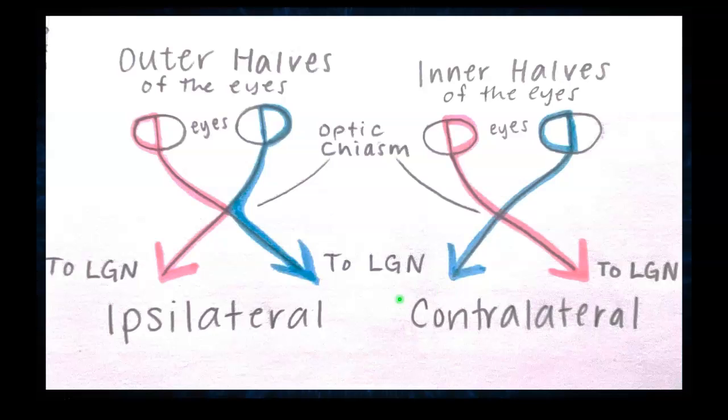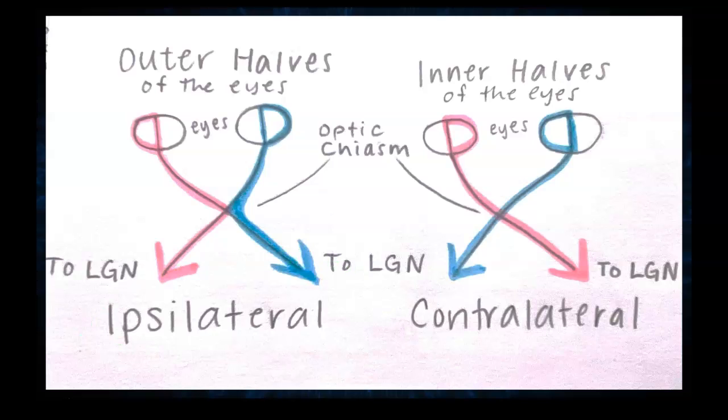The axons of the outer halves of our retinas do not cross over. Instead, they stay on the same side of the optic chiasm as the hemisphere that they are on. The axons from the left half of the left eye lead to the left hemisphere, and the axons from the right side of the right eye lead to the right hemisphere. This means that information from the outer halves is processed ipsilaterally.